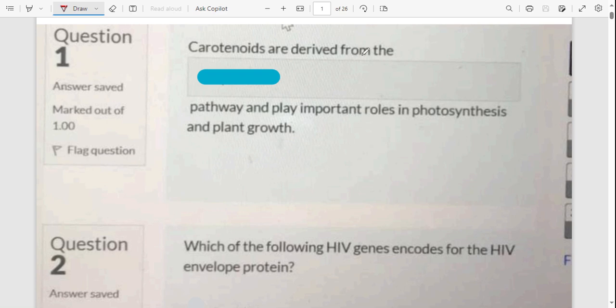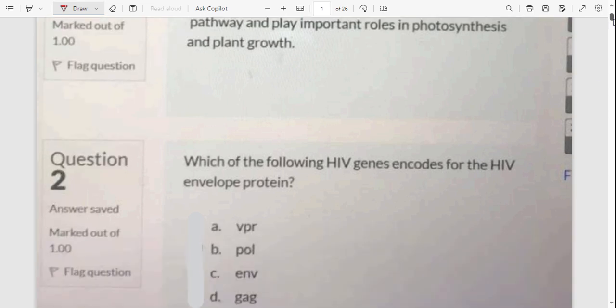Carotenoids are derived from the dash pathway and play important roles in photosynthesis and plant growth. Now, when we look at carotenoids, these are just lipids that give color to fruits, and these ones are derived from what we call the isoprenoid pathway. So that is going to be the answer for that one.